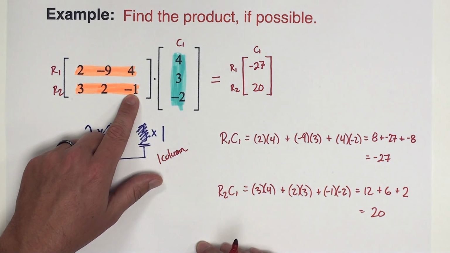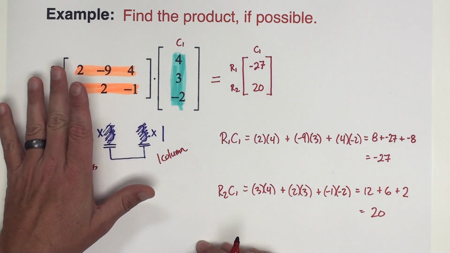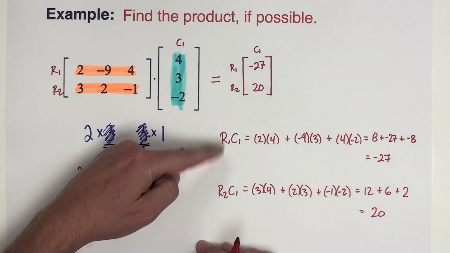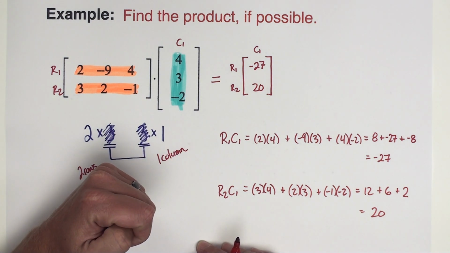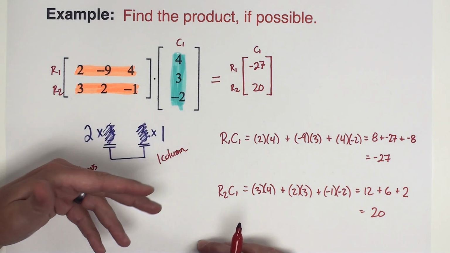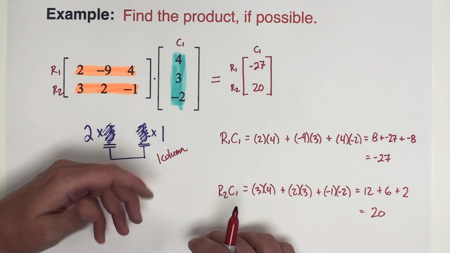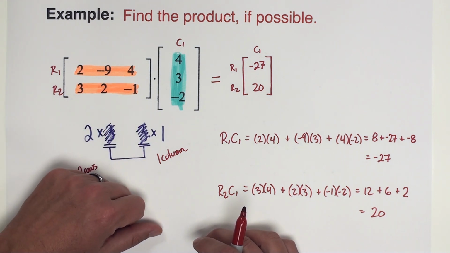That completes the product. Went a little bit faster this time. There were less numbers to find. But also as you get the hang of this, as you start to understand the pattern, you are going to be able to go just a little bit quicker.